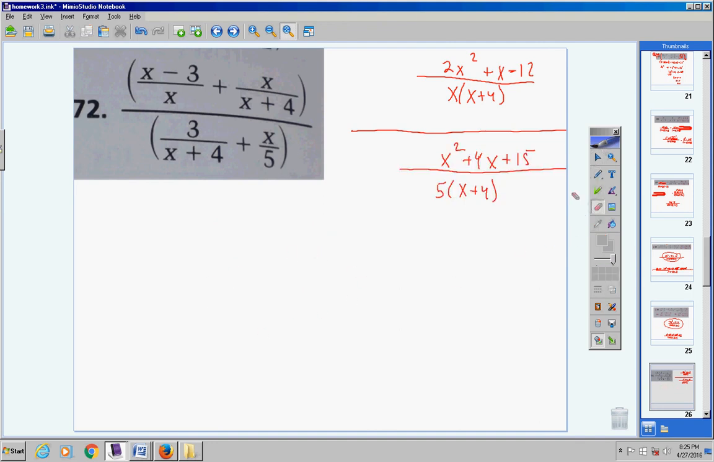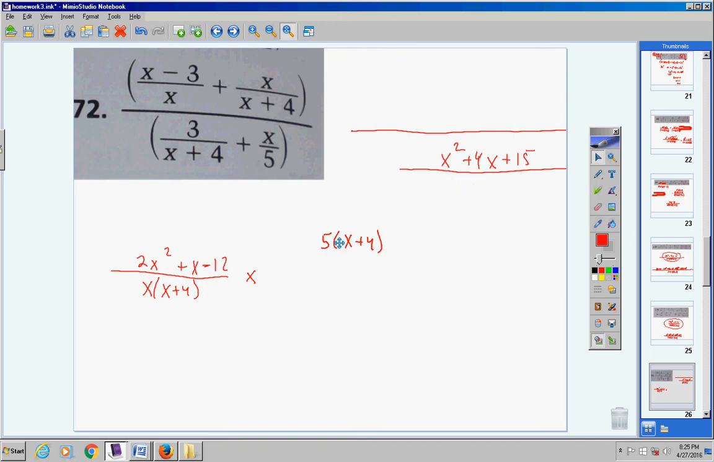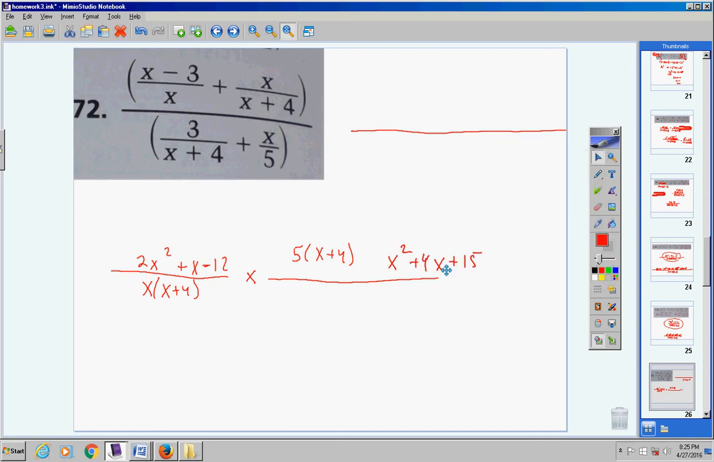So there we go. So we're now going to take our top fraction, and we're going to multiply it by the bottom fraction because we're going to flip the second fraction. We're going to put 5 over x plus 4 up top, and we're going to put x squared, positive 4x, positive 15 in the denominator. And now let's see what we can cancel. This will cancel with this.